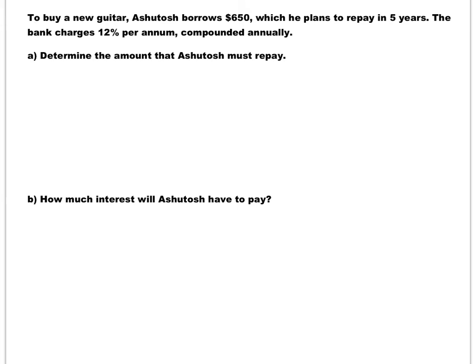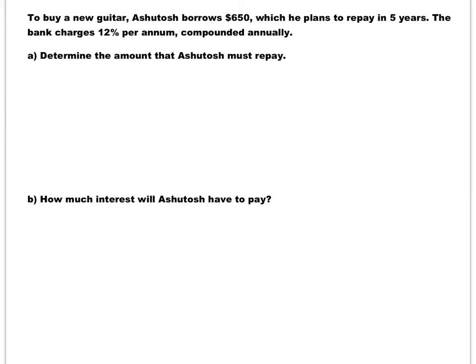In the first example, we have Ashutosh, who wants to buy a guitar, and he borrows $650 and plans to repay it in 5 years. The bank charges 12% per annum, compounded annually. Determine the amount that Ashutosh must repay after 5 years.